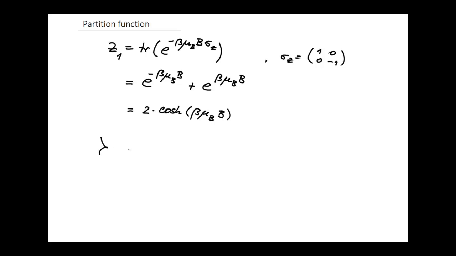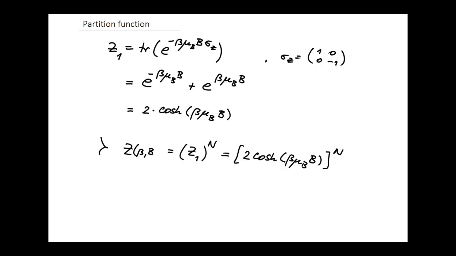And this implies that the partition function of the entire paramagnetic salt is just this individual partition function to the power N, and therefore this is equal to 2 times the hyperbolic cosine of beta mu_B B, to the power N. And as expected, this total partition function is a function of beta, it's a function of the external field B, and it's a function of the number of ions N. So all three variables that we expected to appear in the partition function do in fact appear in this formula here.